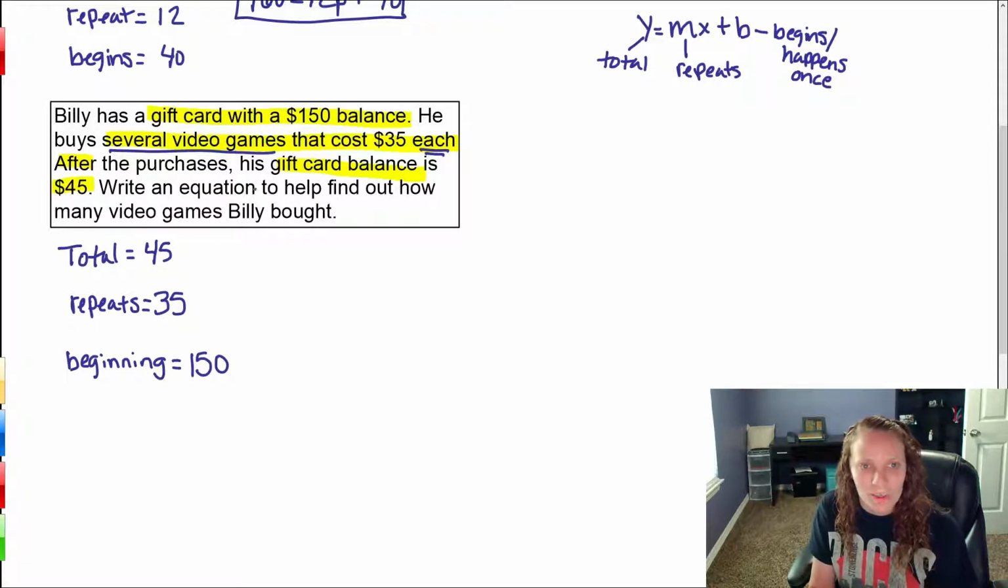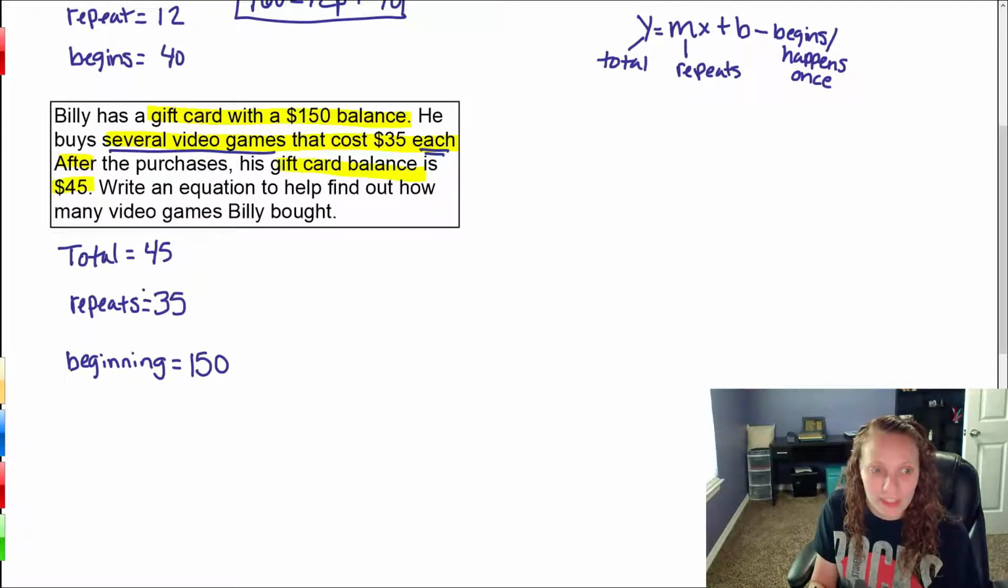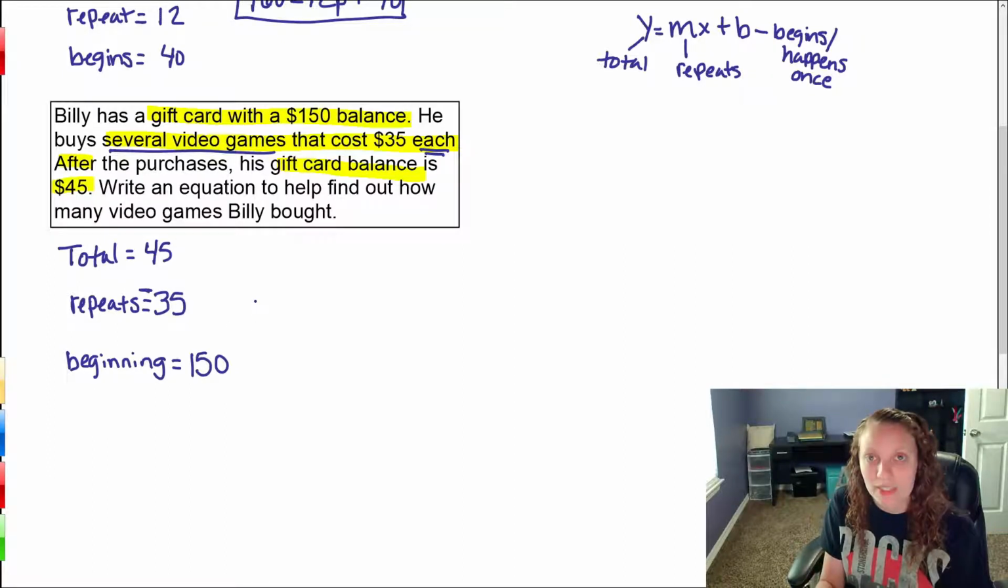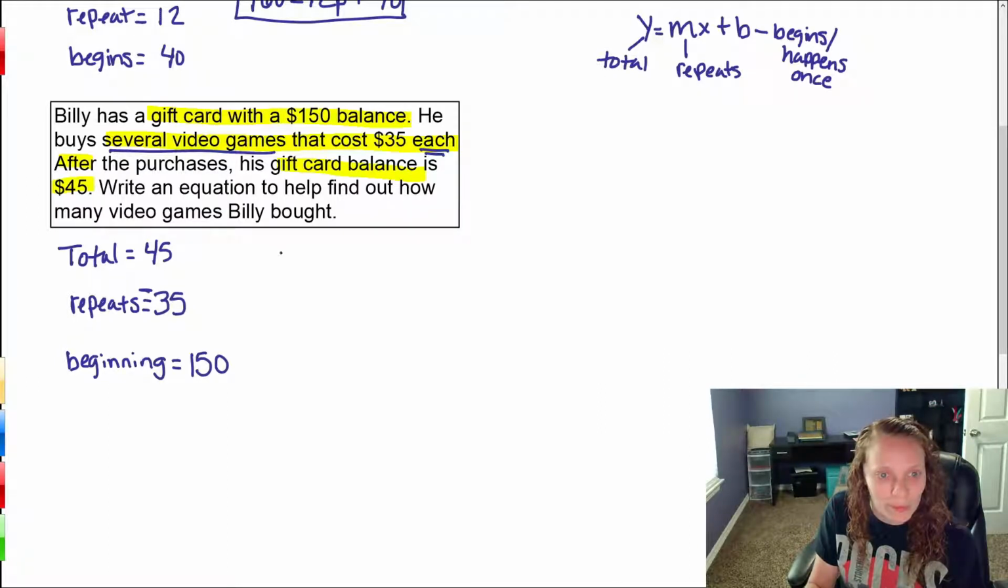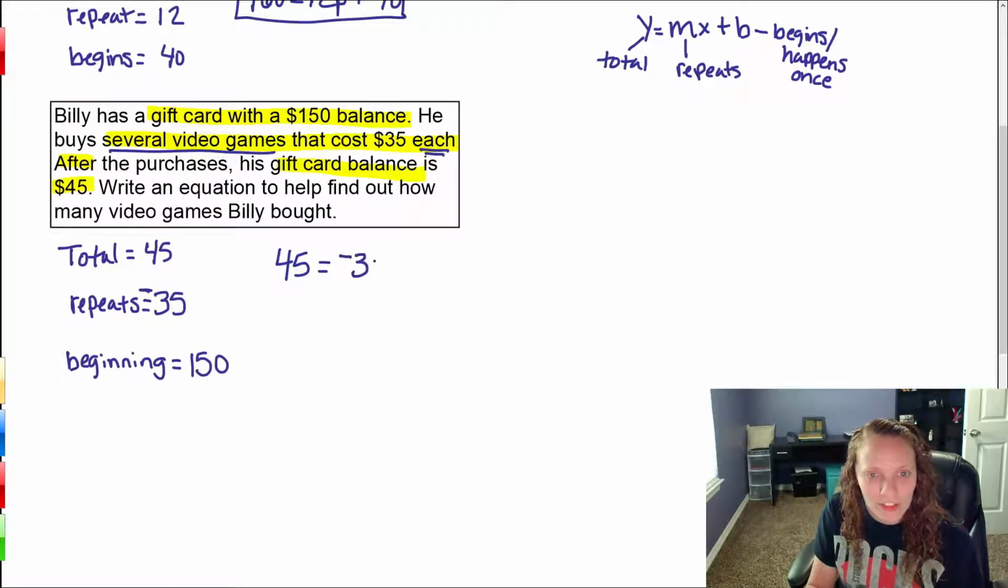Now, I will also mention he's spending his money. His gift card balance went down. If you notice, it started with $150 and then we ended up with $45. So the number that's repeating is actually subtracting because he's spending his money. So let's write an equation. Our total would be 45 because that's what he ended up with. M is the number that repeats. So he is spending $35 per video game, and I'm going to use the letter G for game. And then the number that he started with was a $150 balance.